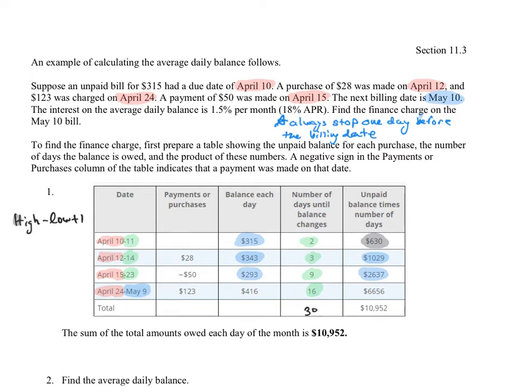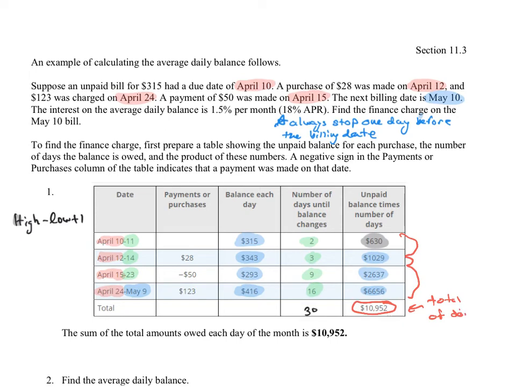I now look at what happened on April 24th. I made a charge of $123. So I take my previous balance of $293 and add to it the $123. I get $416, which is my new balance. It sat at that $416 balance for 16 days. So the sum total for those 16 days was $6,656. Add all of those numbers together, and this is going to be the total of the daily balances. I get $10,952. That's the total of daily balances.